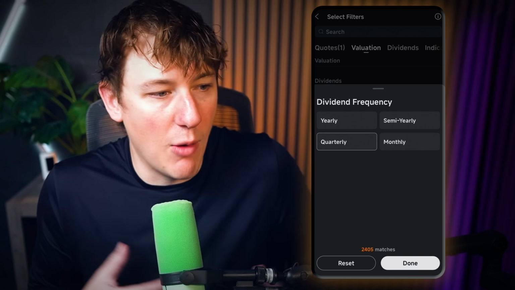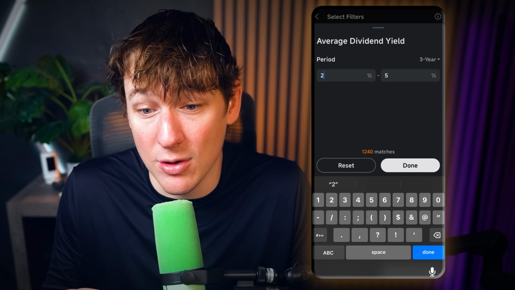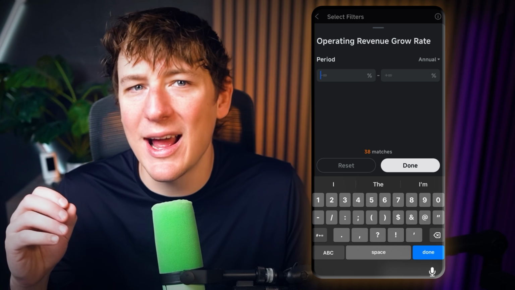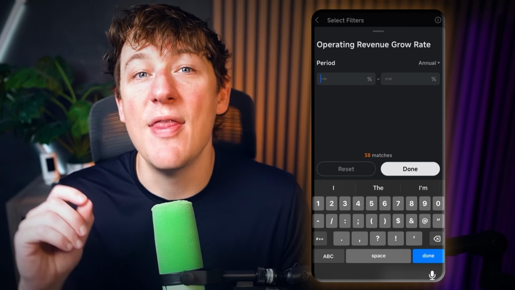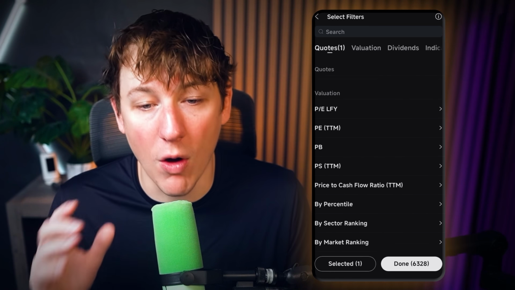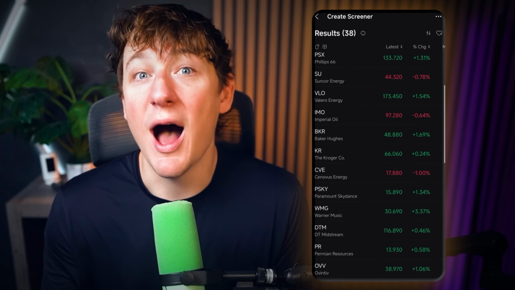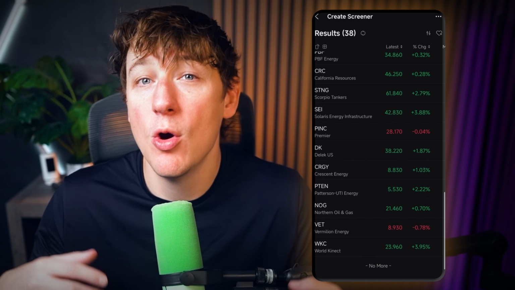So let's say I want to find dividend stocks to meet my criteria. I can filter by dividend yield, payout ratio, sector, market cap, PE ratio, revenue growth, and I can get super granular and specific here. That's just the surface of it. And then it gives me an entire list of all the stocks that match that criteria. Now from there, I can dig into each one. I can compare them side by side and actually make informed decisions about what to invest in.